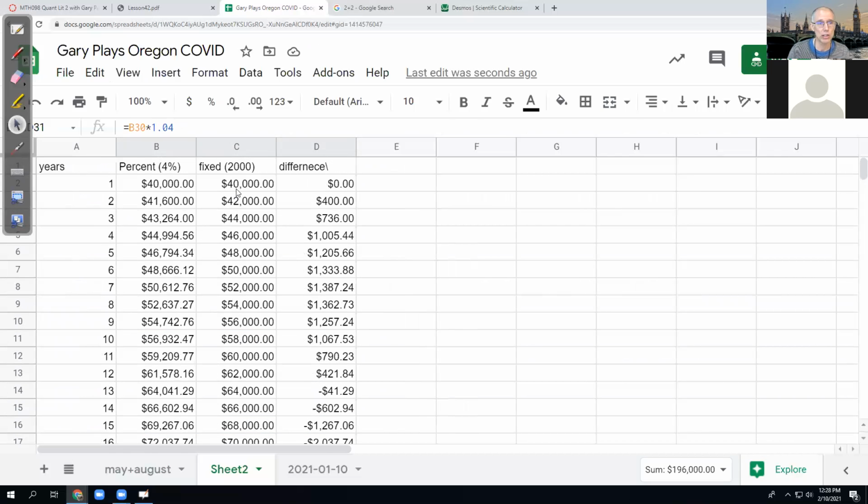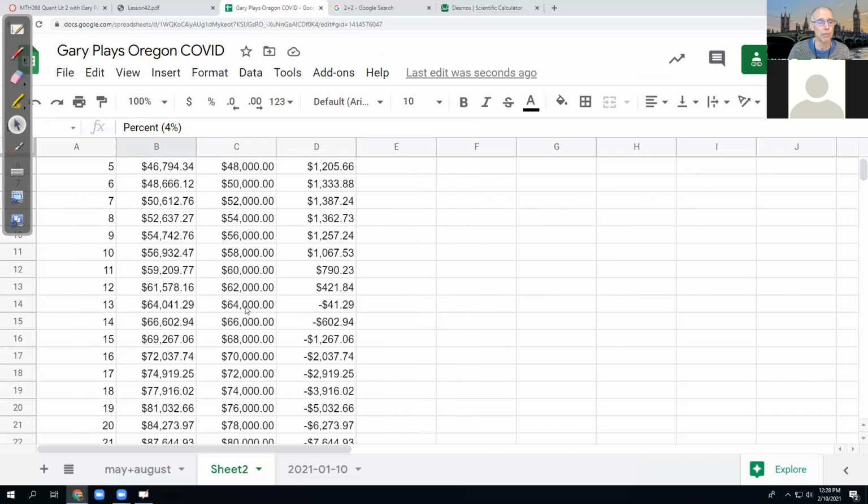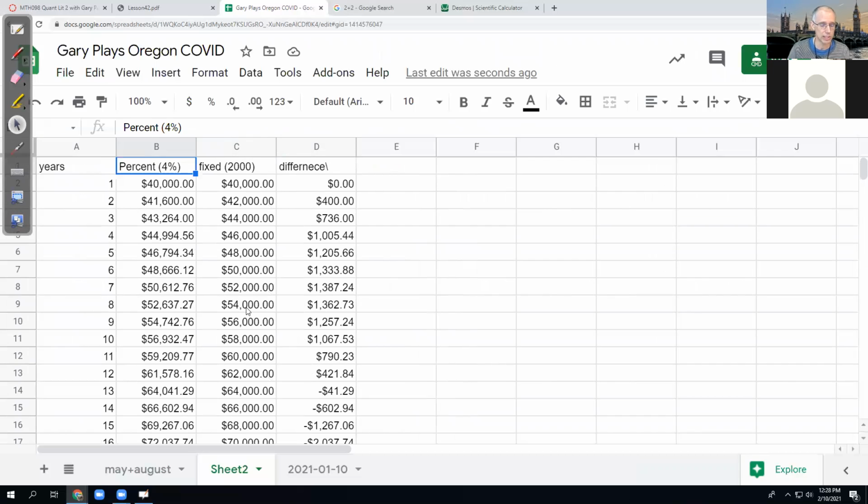So the point here is straight line raise versus percent raise. Ultimately, the percent raise is going to overtake the fixed one. It just might take a while. So it could happen sooner, it could happen later. But it's kind of an interesting comparison. And there's a homework problem and a lesson problem and an end of the week problem that are all just like this right here. All right, let's jump into the lesson.